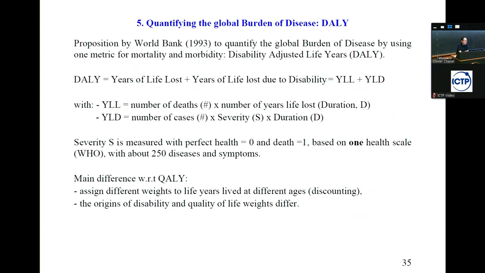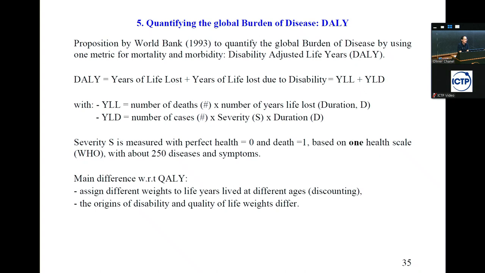Finally, four last slides. I briefly present here something which has been proposed by the World Bank in 1993, disability adjusted life years, that account for both mortality and morbidity with the same metric. So it's not widely done except by World Bank and WHO now.